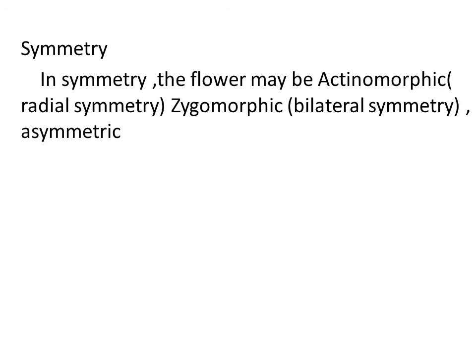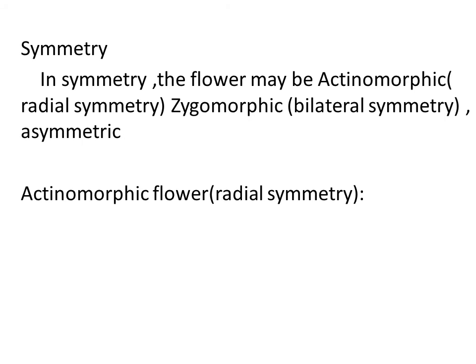Then what are the symmetries? There are three types of symmetry that can be seen in different kinds of angiospermic flowers. The one is actinomorphic symmetry. Another terminology we use for actinomorphic symmetry is radial symmetry. The second type of symmetry is zygomorphic symmetry. It is also called bilateral symmetry. And the third one is asymmetry. So these are the three kinds of symmetry that can be seen in different groups of angiospermic flowers. Let us study one by one.